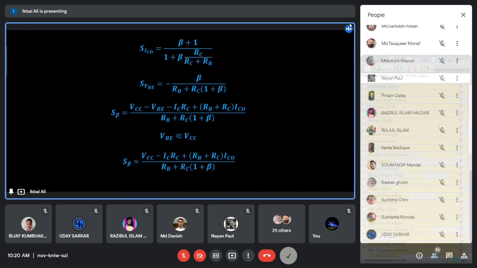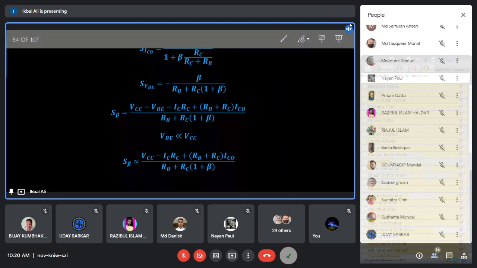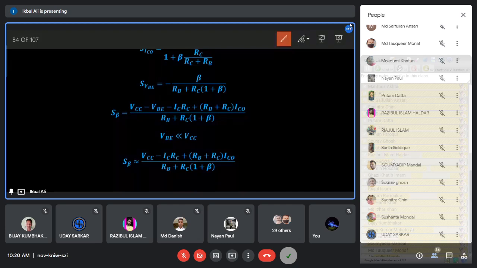But the conclusion will be whether this circuit is good or not. Don't bother about the expressions or the mathematical process. So S beta, the expressions will be like this. Though it looks very awkward and very large, don't bother about this expression. The conclusion from this expression will be much more important than the entire expression for the S beta.